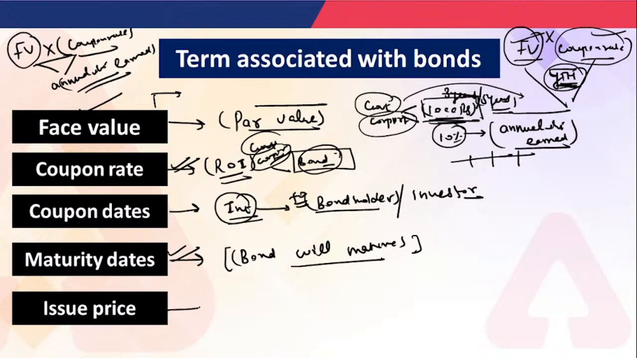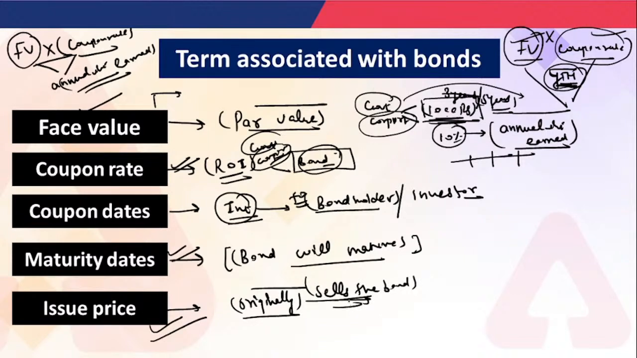Now another term is issue price. Alright. So basically it is the price at which the bond issuer originally sells the bond. Alright, so that is known as the issue price. Like at what price the borrower, the government or corporations issued the bond. Okay, so that price is known as the issue price.